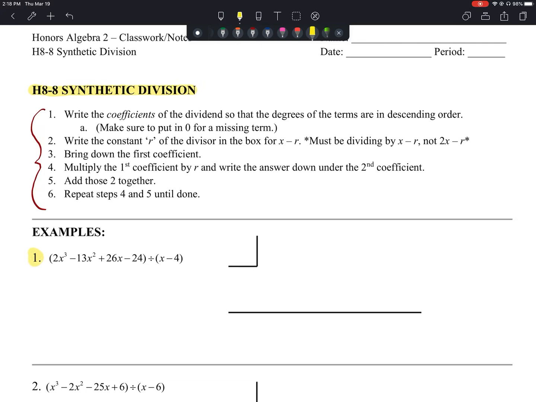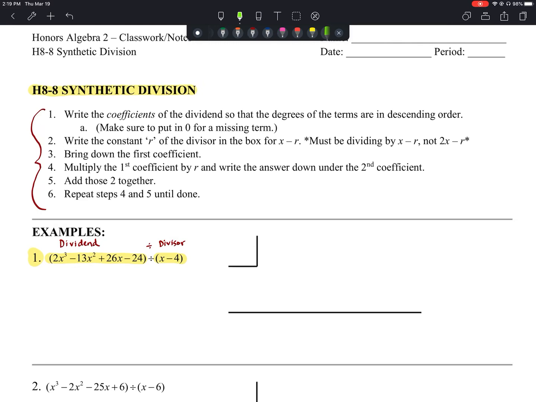We've got 2x to the third minus 13x squared plus 26x minus 24, and we're going to divide that by the quantity x minus 4. A couple things here. Remember, this first expression is our dividend. The dividend is always divided by the divisor. And remember, your answer would be the quotient.